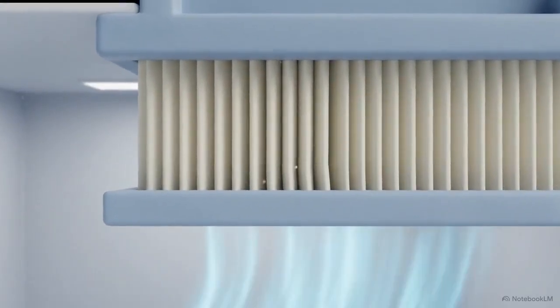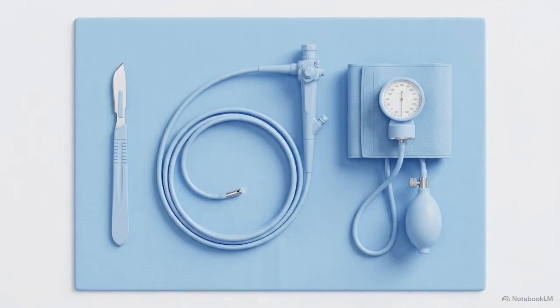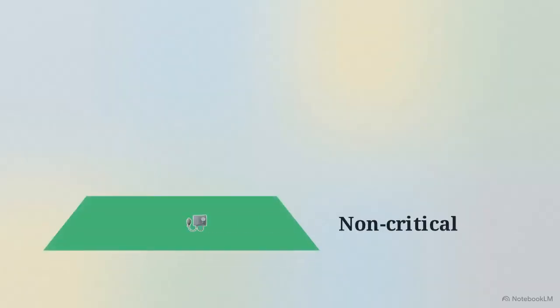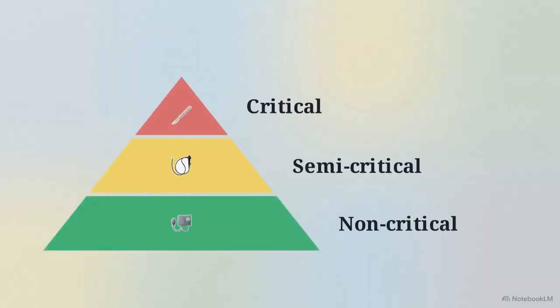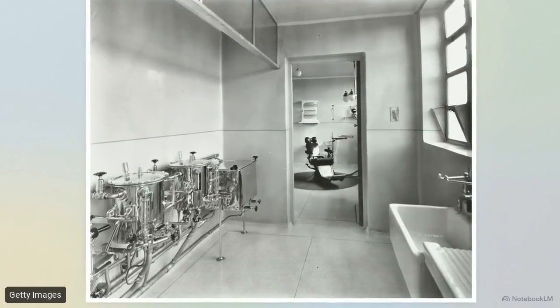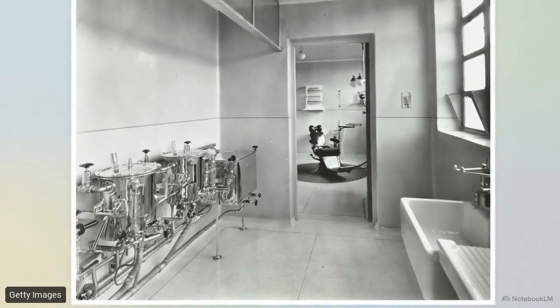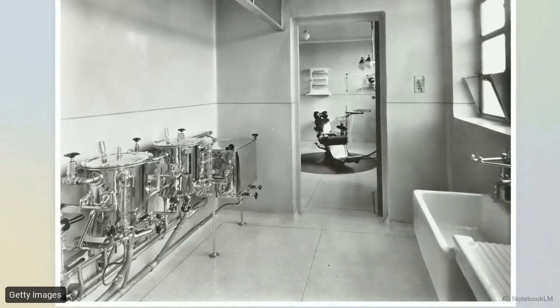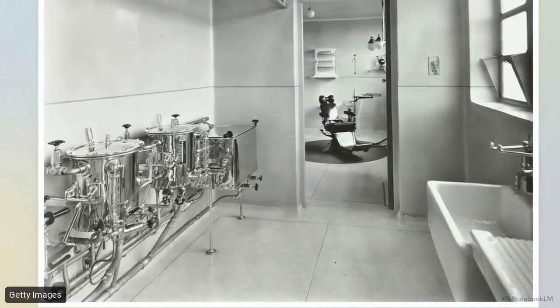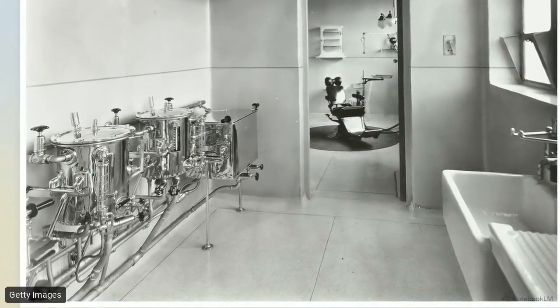Equipment processing is governed by Spaulding's classification, which categorizes medical devices as critical, semi-critical, or non-critical based on infection risk. While semi-critical items require high-level disinfection, critical items entering sterile tissue require total sterilization. This requires an industrial autoclave to destroy all microbial life.